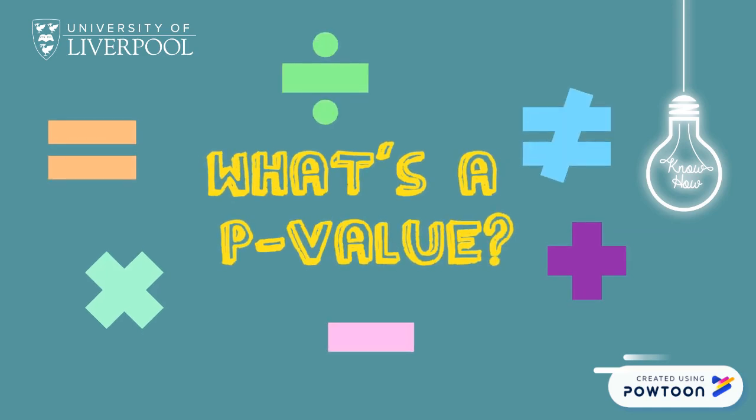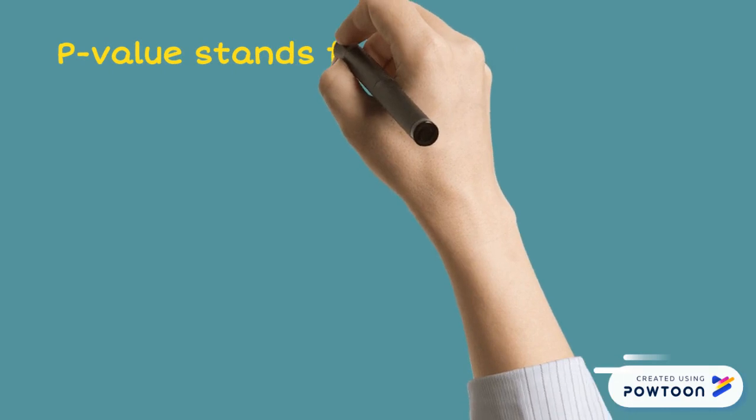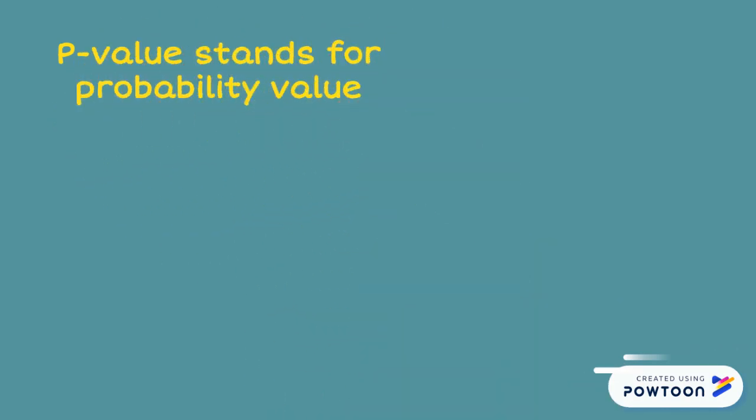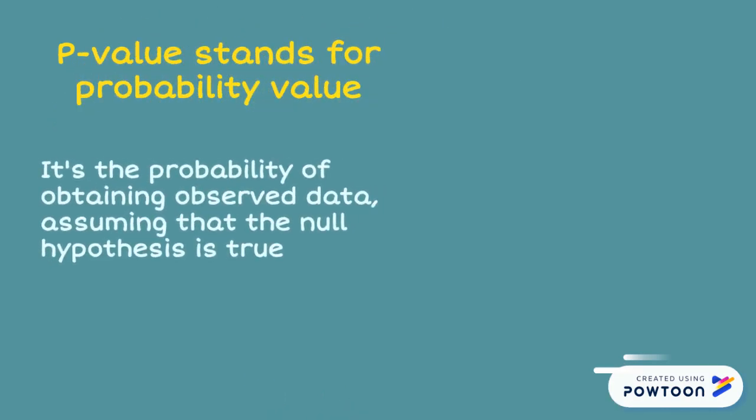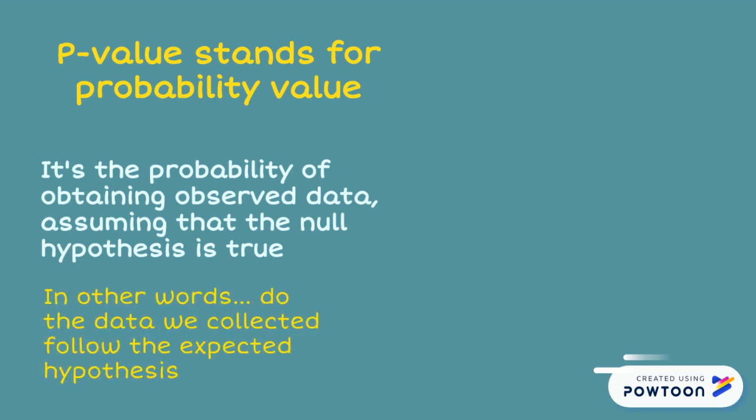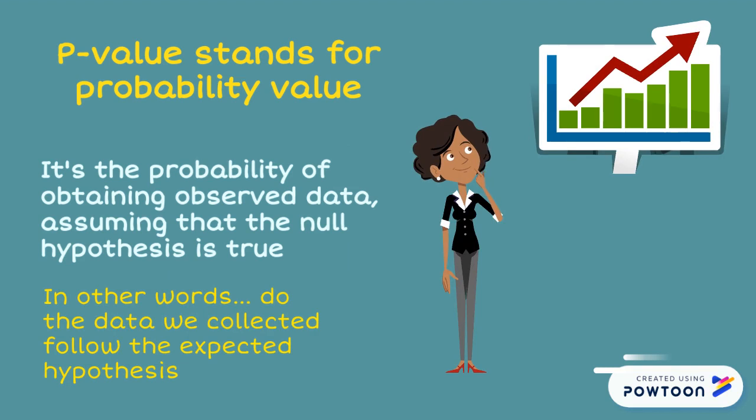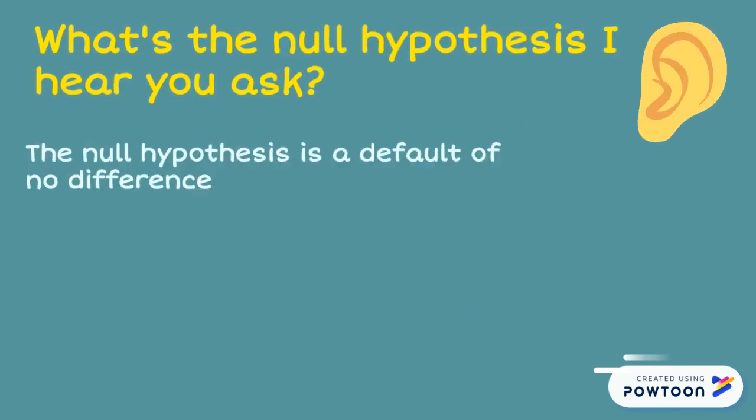So what exactly are p-values? P-value stands for probability value. It's the probability of obtaining observed data assuming that the null hypothesis is true. In other words, do the data we collected follow the expected hypothesis? What's the null hypothesis, I hear you ask?